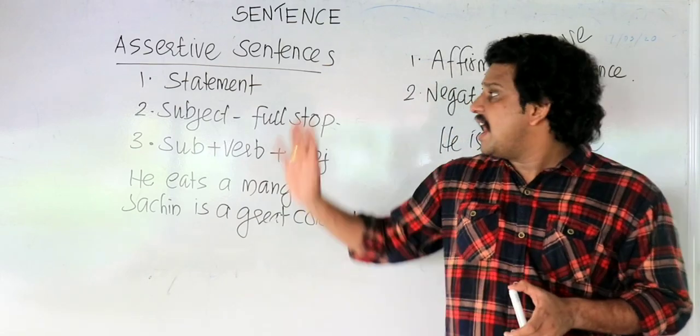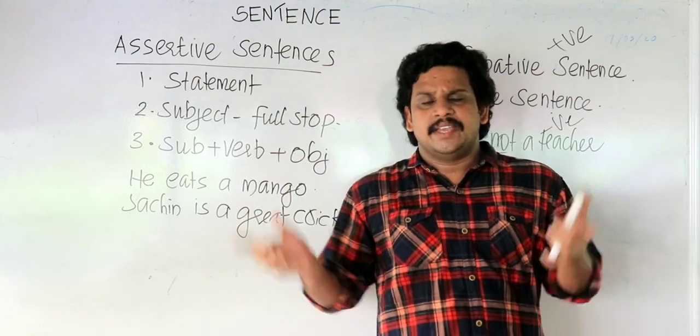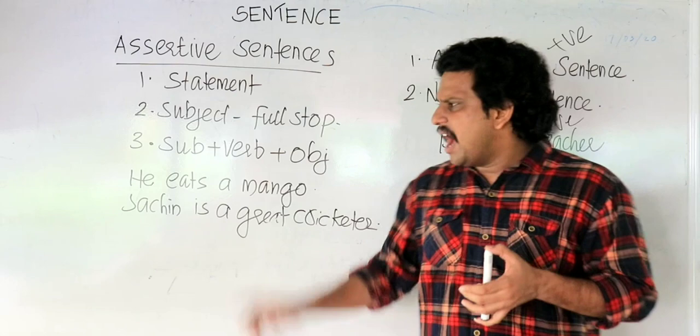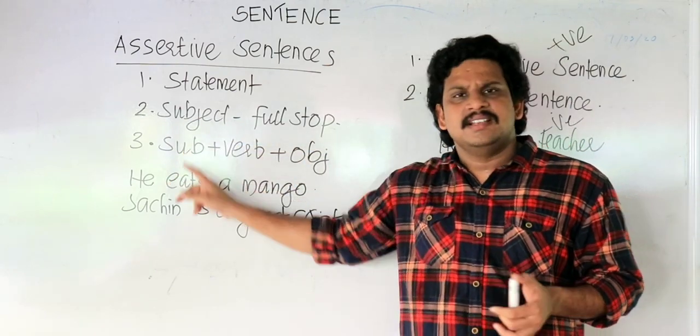You got the idea? Assertive sentences. The definition is very simple. They are statements. If anybody asks you what is a statement, it begins with the subject and ends with the full stop. Identification is very simple. It ends with the full stop and begins with the subject.